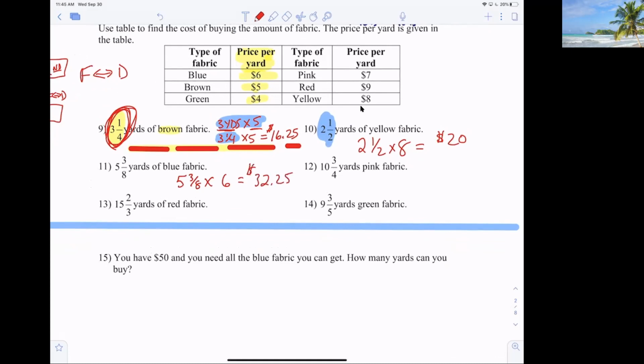All right. Reese, you're up. What do I do for number 12? So 10 and 3 times 7. 75 what? Anybody else get 75.25? Yep. And don't forget you're putting a dollar sign up there.